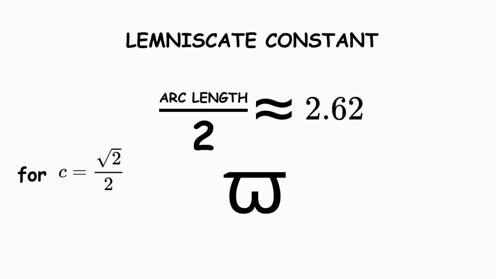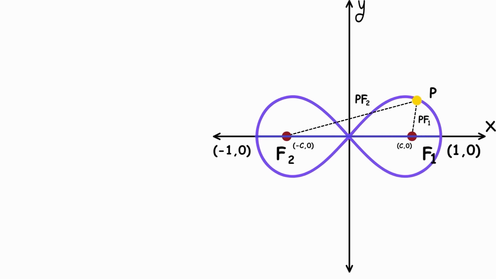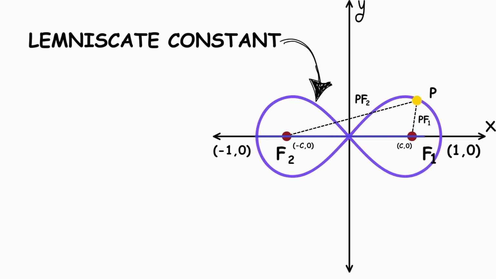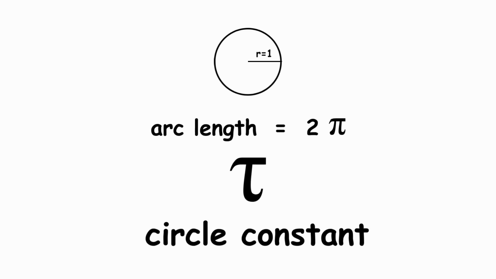However, it is worth noting that some mathematicians say that 2 pi, the arc length of the entire lemniscate, is the lemniscate constant instead. For those of you who know that the arc length of the entire unit circle is 2 times regular pi, and that this is sometimes denoted as tau and called the circle constant, this should sound very familiar to you.